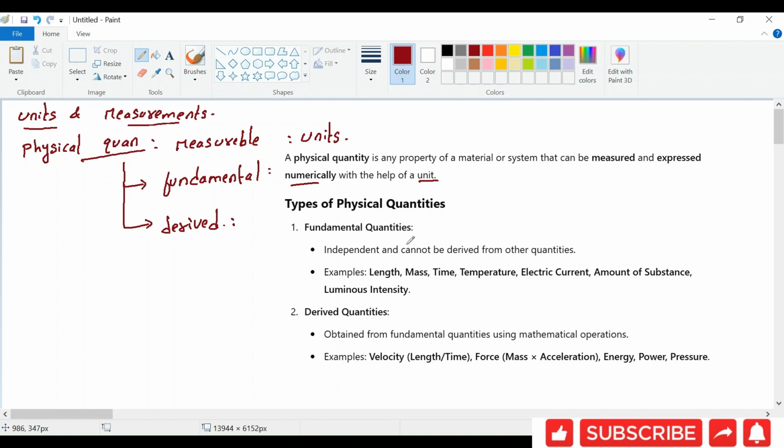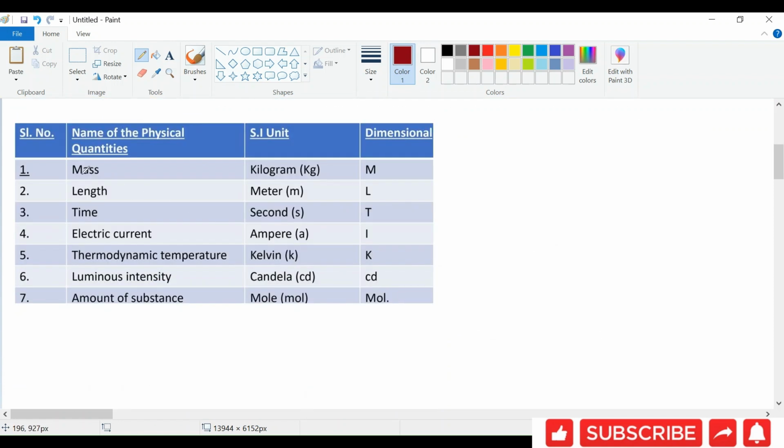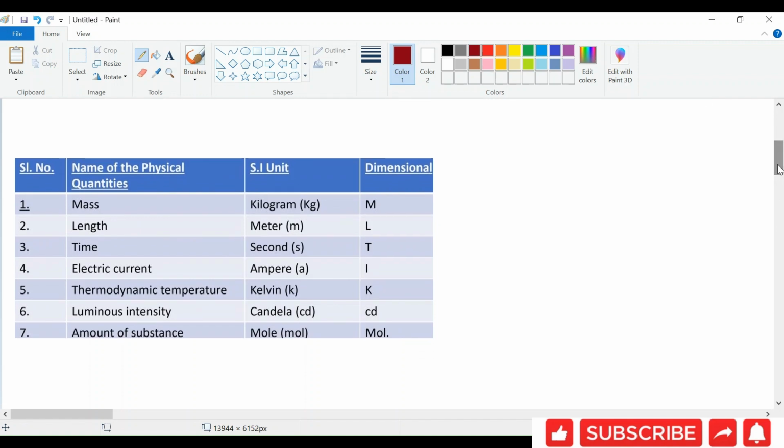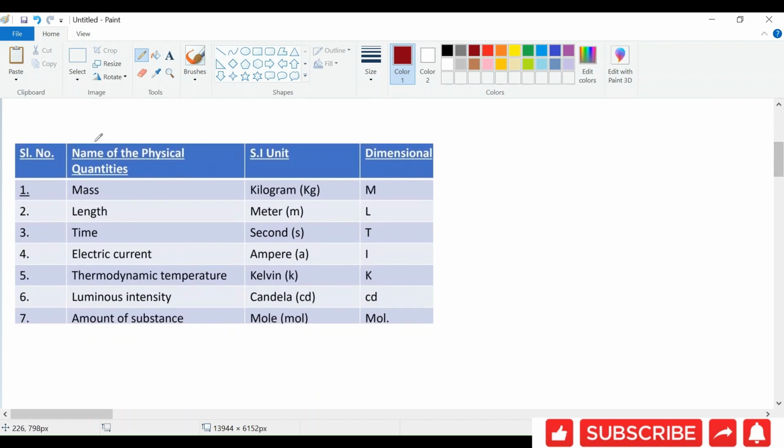Fundamental physical quantity is an independent physical quantity. There are seven fundamental physical quantities. We will see them. Derived physical quantity is dependent on fundamental physical quantities, and we can obtain its units and dimensional formula. Let's see the first one, fundamental physical quantity. This is most important. There are seven fundamental physical quantities.